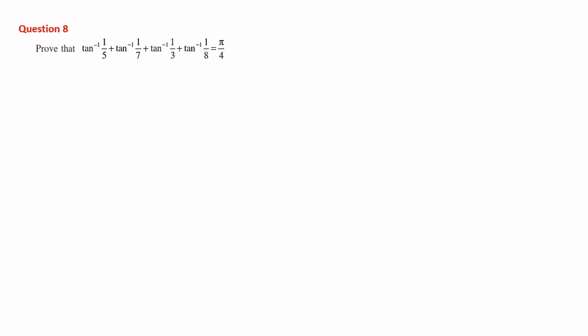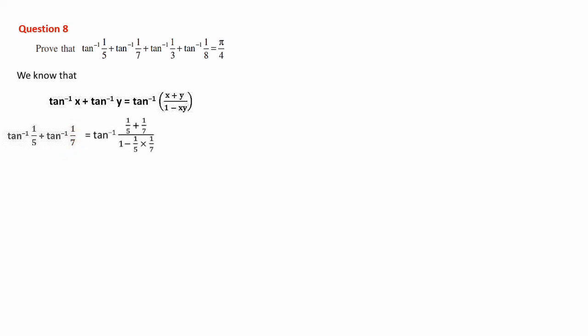And then we have to apply the formula: tan inverse x plus tan inverse y is equal to tan inverse of x plus y by 1 minus xy. That formula we have to apply. Then we have to come to the required statement for proving. For the first pair, we take tan inverse 1 by 5 plus tan inverse 1 by 7, using the formula tan inverse of x plus y by 1 minus xy. So this is x and this is y: 1 by 5 plus 1 by 7 divided by 1 minus 1 by 5 into 1 by 7.